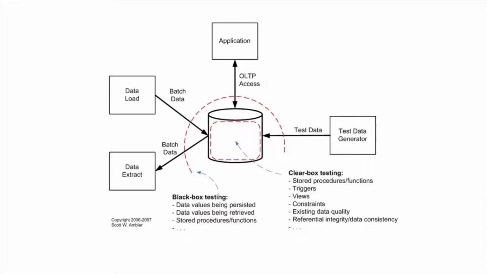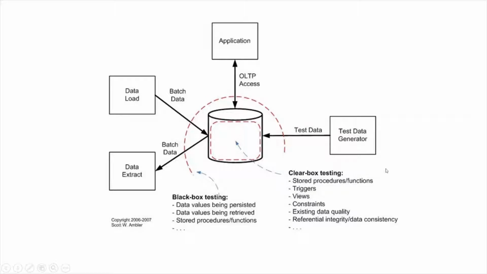Now let's review some DB regression testing concepts. Working with databases, we've got black box testing, clear box testing, and we have some batch data during the data load and data extract operations. Typical black box testing would include data values being persisted or retrieved, and we also test stored procedures and functions and so on.